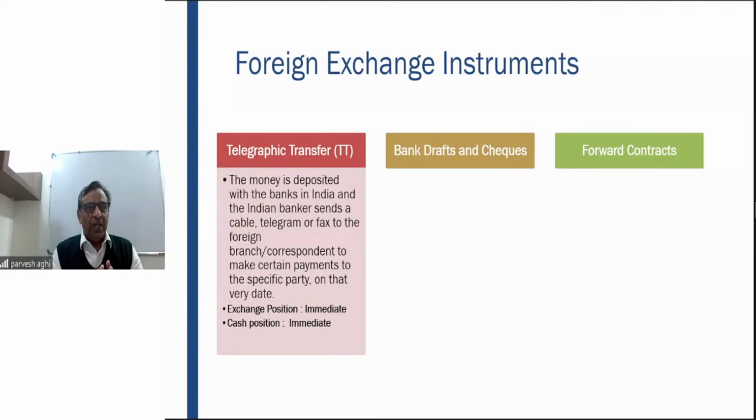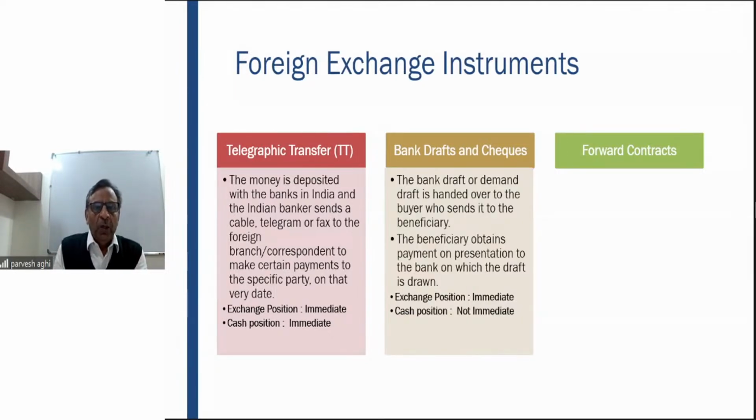In the case of a telegraphic transfer, suppose a customer goes to the bank and says that I need an immediate telegraphic transfer to be made for $10,000 to so and so person in so and so country. In this case, your exchange position and cash position are going to be affected immediately, because the money flows from your nostro account and you have made a commitment also. So the impact on both is at the same time.